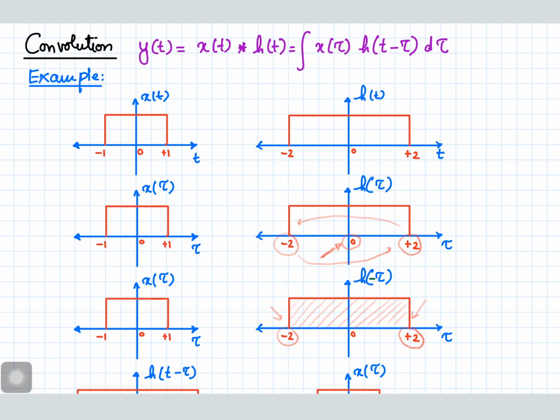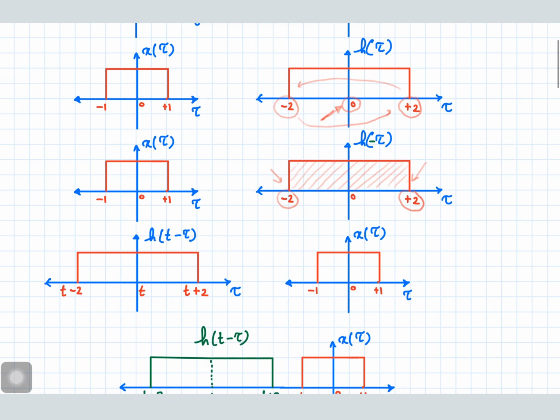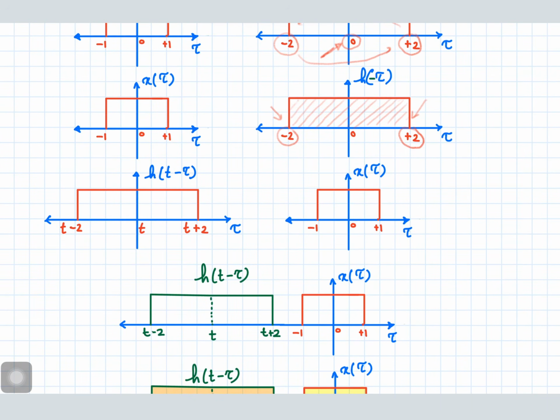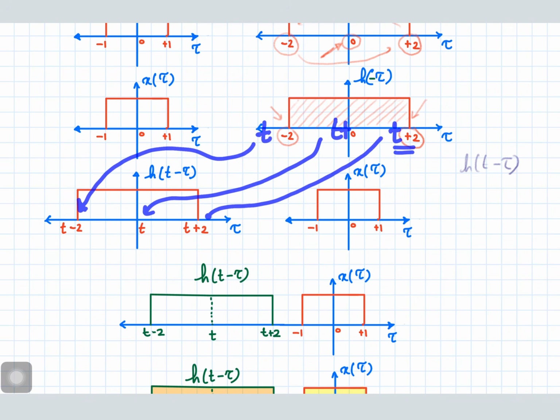Now after working out h of minus tau, we are going to shift it by the time t because we want to work out this expression. How to work that out? The easiest way is to add t to all of these points. If you add t, this point becomes t plus 2, this becomes t plus 0, and this becomes t minus 2. You can see over here t minus 2, t plus 0 and t plus 2. So this is h of t minus tau.